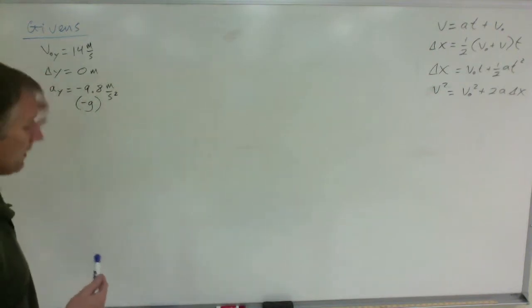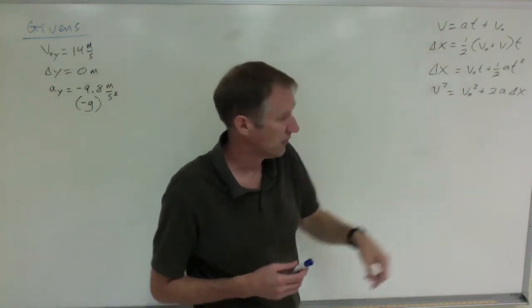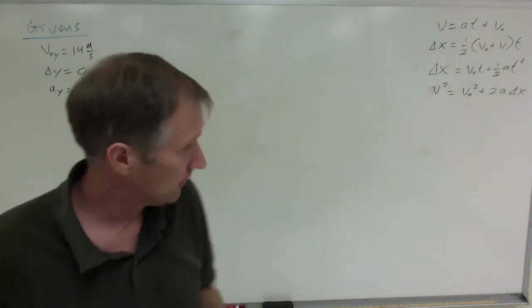All right, those are our 3 givens. You notice for all of these equations, you always have to have 3 givens to find the 4th. Unless, well, yeah.